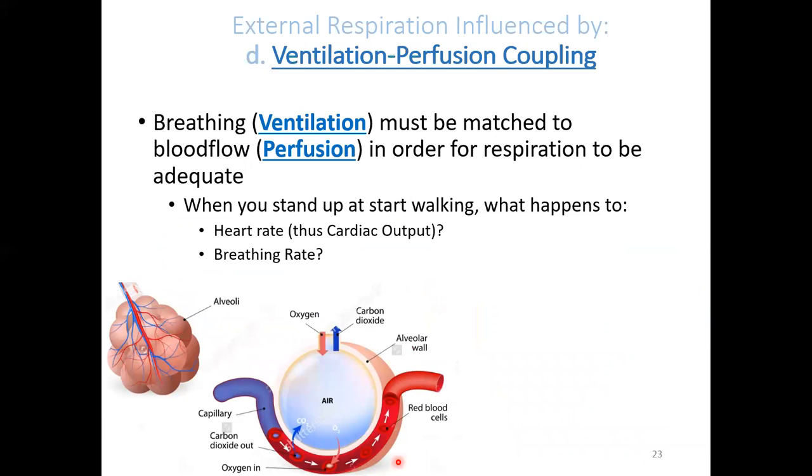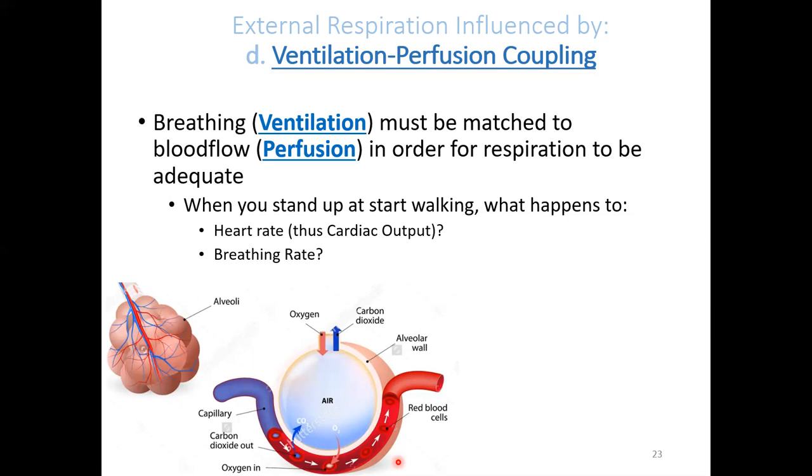Okay. The fourth and final factor influencing external respiration is a phenomenon called ventilation perfusion coupling. Ventilation, as we know, is breathing, and perfusion we talked about with the cardiovascular system. This is essentially the flow of the blood, okay? Specifically the flow of the blood through this lung tissue in this scenario.